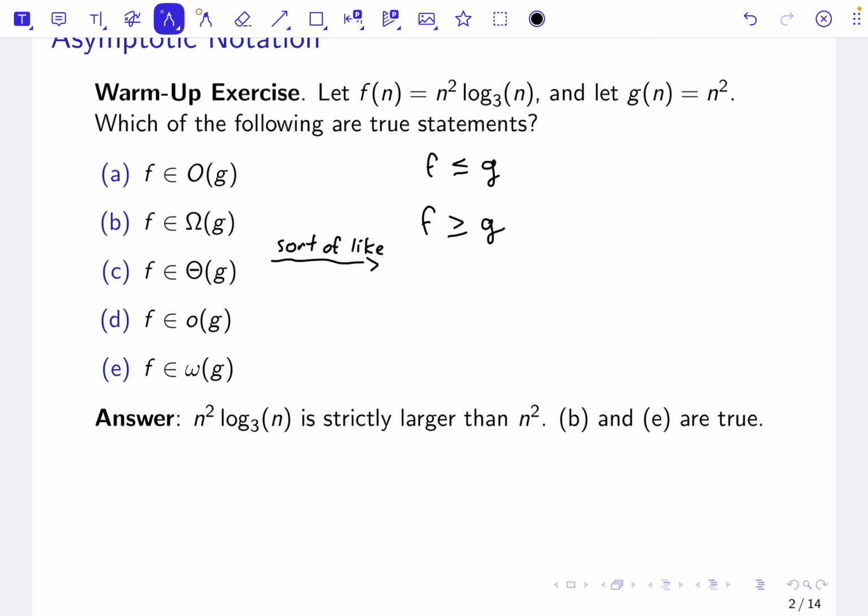And of course, the functions f and g are not necessarily equal. They're not necessarily always less than or greater than. That inequality isn't always true, but it is true as n goes to infinity.